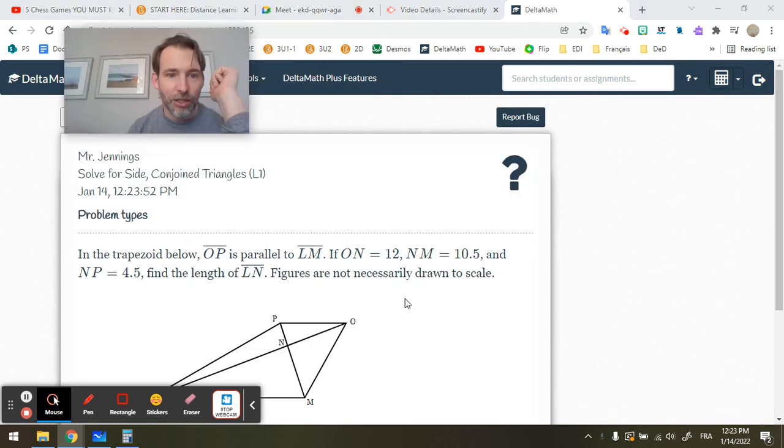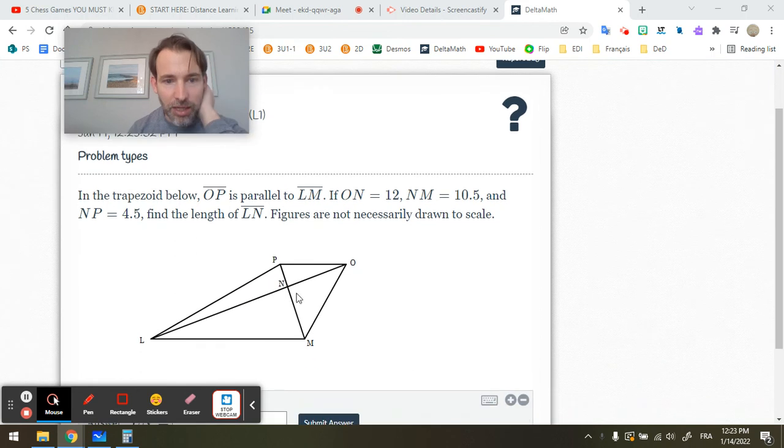In the trapezoid below, OP is parallel to LM. All right, now let's see what we can do to find ON. What are we looking for? ON is 12, NM is 10.5, and NP is 4.5, and we want to find LN. So let's take a look at which triangles are similar in this diagram.